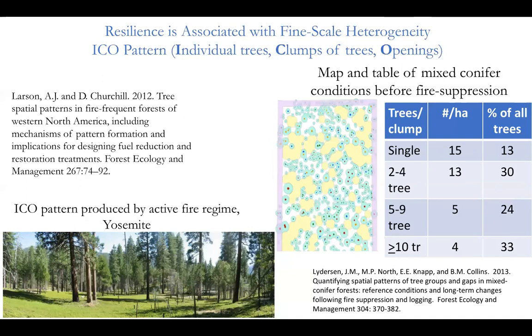Of all the different group sizes, from single trees to 10 or more trees per group, there's actually only about 13% of the trees in this 4-hectare stand that occurred as single stems without an interlocking crown. And then there's considerable area in clumps of 10 or more trees. So high variability across the landscape. And also across this landscape, approximately 50% of the area was in gaps. So here's our target for restoration, this ICO pattern.